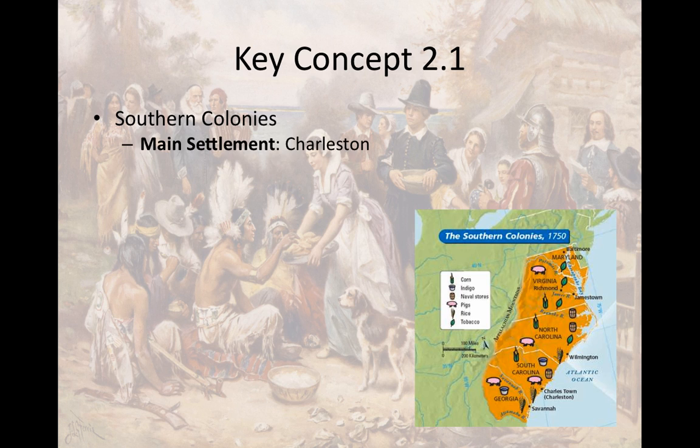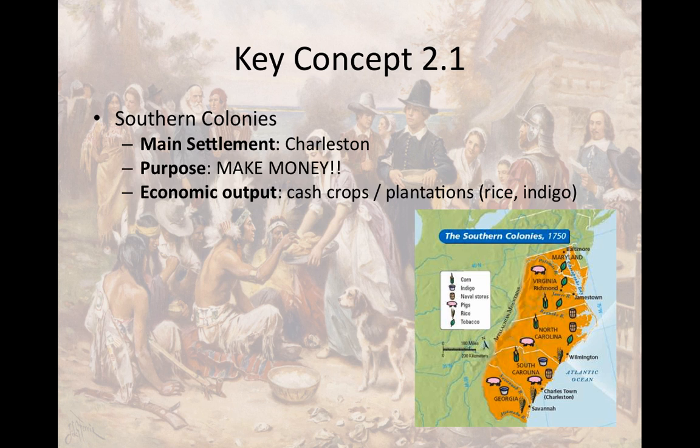All right, anyways, so the main settlement in the South was Charleston, and I sort of just picked a coastal town. Charleston was the biggest one. It was in colonial South Carolina. The purpose of the southern colonies was to make money. Make no mistake about it. They wanted to get rich, and they wanted to get rich fast.